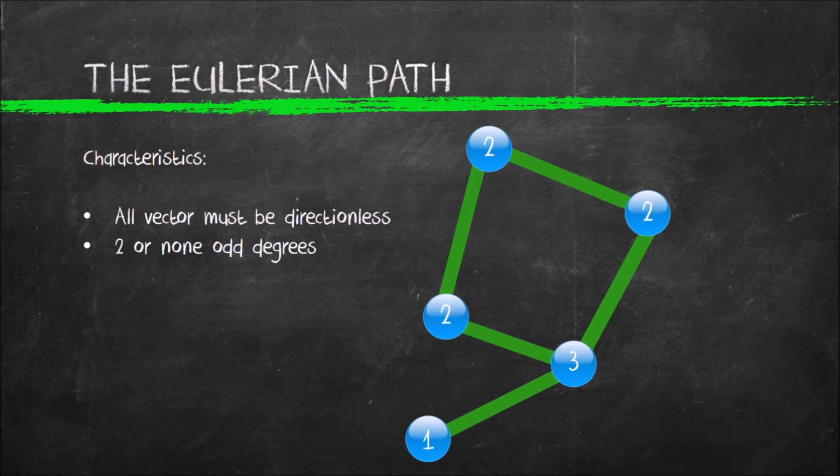Euler found a mathematical way to decide whether it is possible or not to draw a figure without using a line twice. If this is possible, it is called a Eulerian path. For a Eulerian path, 2 conditions must be fulfilled. First, all vectors have to be directionless. Second, only 2 or no nodes may have an odd degree.